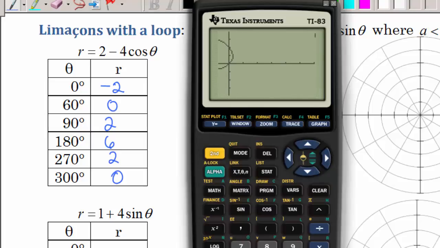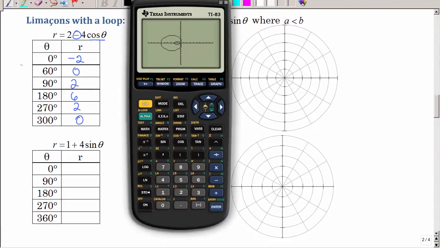So let's go ahead and look at the graph. And you see I can't see much because on my last one I did zoom 0. So let's just go back to zoom 6. Alright, and so as expected, it's symmetric with respect to the x-axis. It's on the negative part of the x-axis. Alright, so let's just plot those points and see if we can duplicate this.